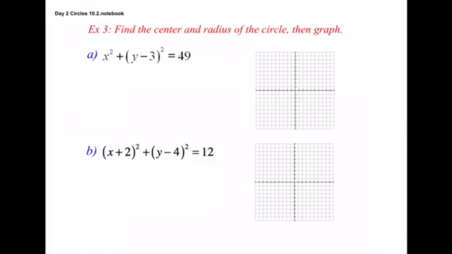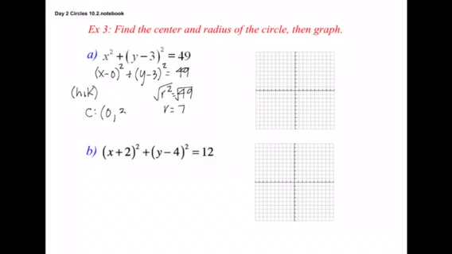Example number 3 says find the center and the radius of the circle and then graph it. So remember, our standard form of our equation was (x minus h) squared, which in this case we don't have one, so we can put a 0, plus (y minus k) squared equals r squared. If we set r squared equal to 49 and take the square root, we know our radius is 7. The center we look for h, k. So the center of our circle is at 0, positive 3, and then we plot that information.